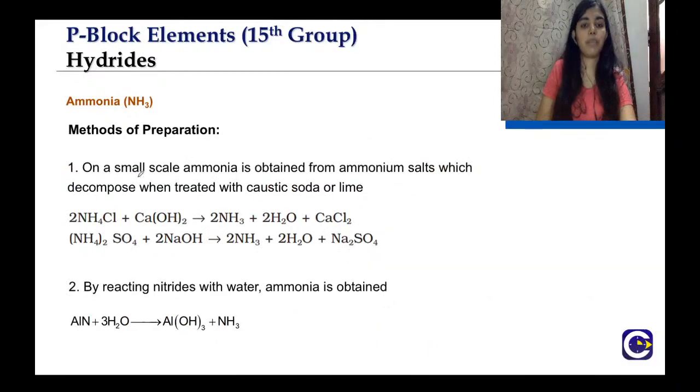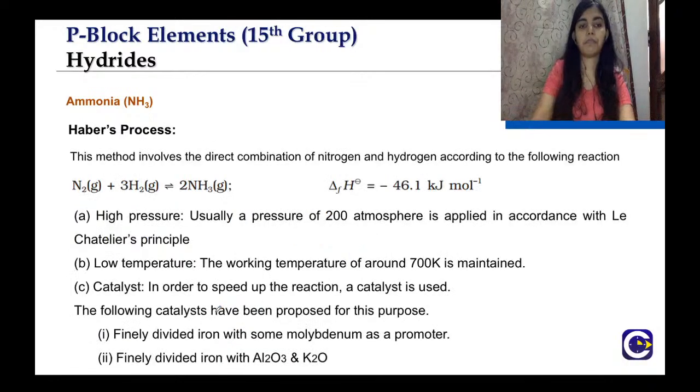Among the methods of preparation on a small scale, ammonium chloride on treating with calcium hydroxide gives ammonia, right? Ammonium sulfate plus sodium hydroxide gives ammonia. Or if you take, let us say, aluminium nitride and react it with water, it will form aluminium hydroxide plus ammonia. Haber's process you have to study in detail because it is very important.